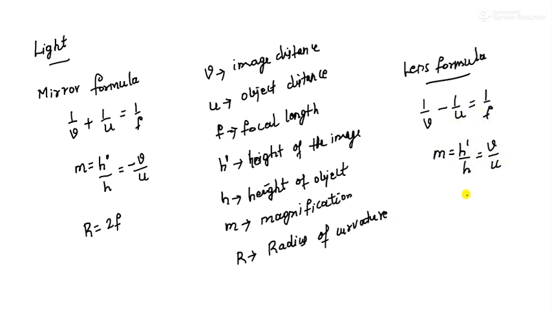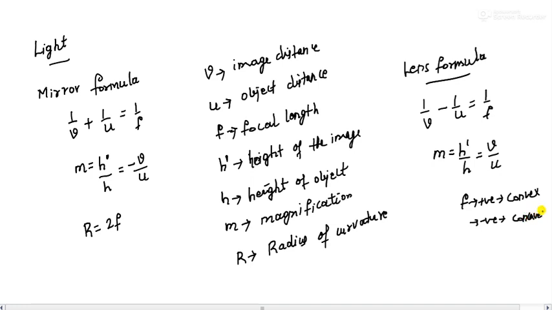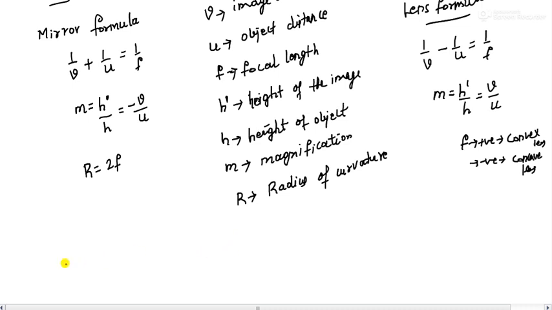One more thing you have to remember here, F is positive for a convex lens, and it is negative for a concave lens. And the last formula is power. Power of the lens, which is denoted by P, is equal to 1 by F. And its unit is diopter, capital letter D, but it has to be written in the small one, diopter.